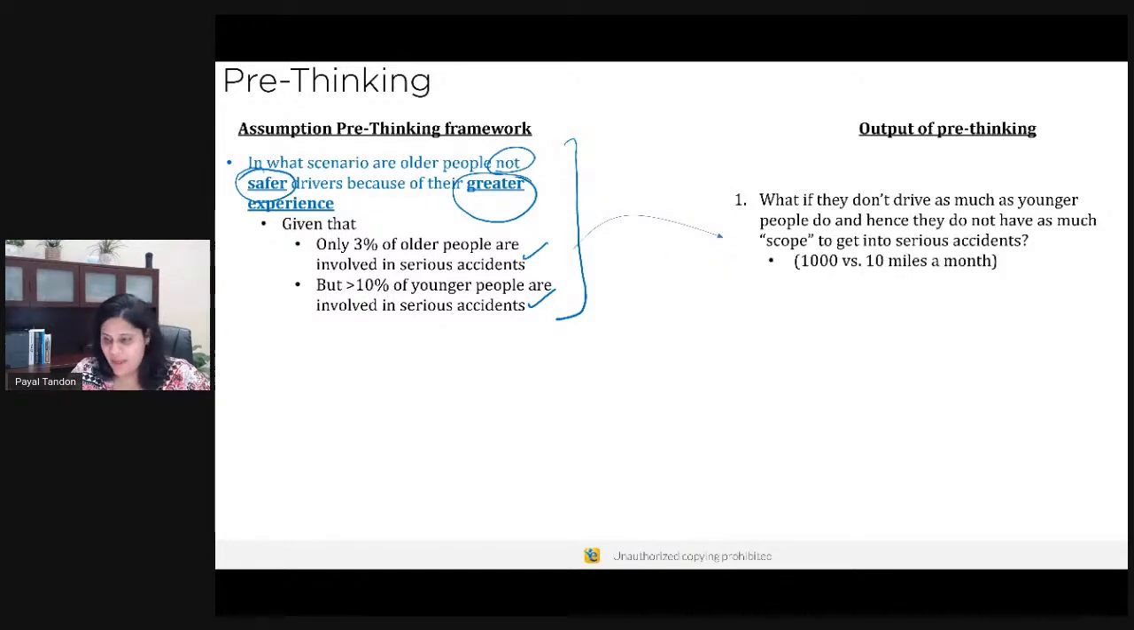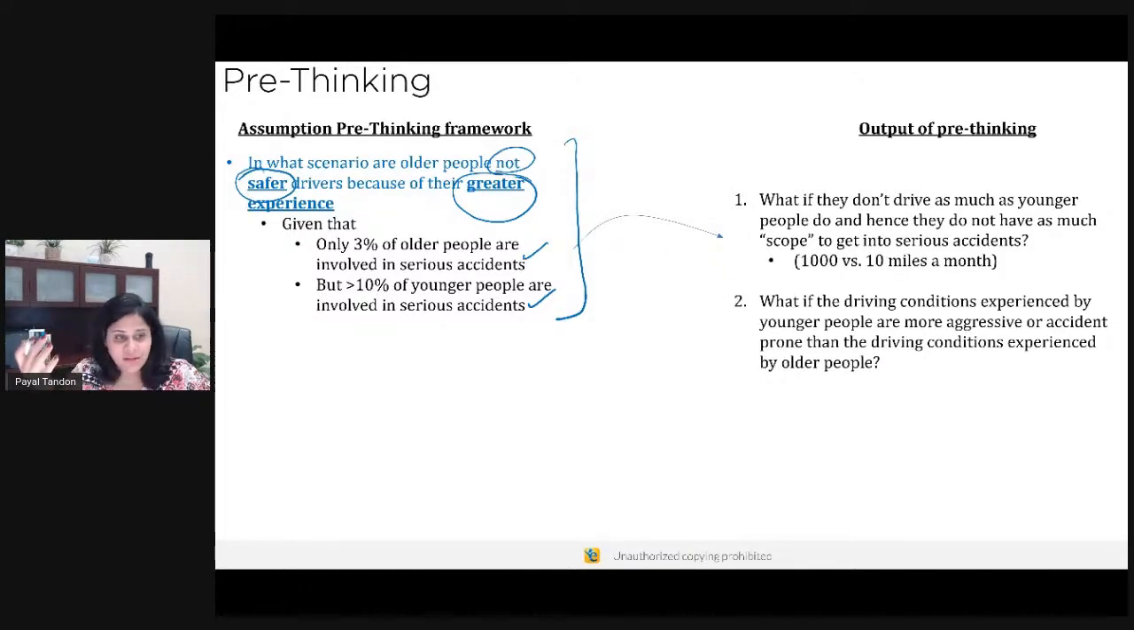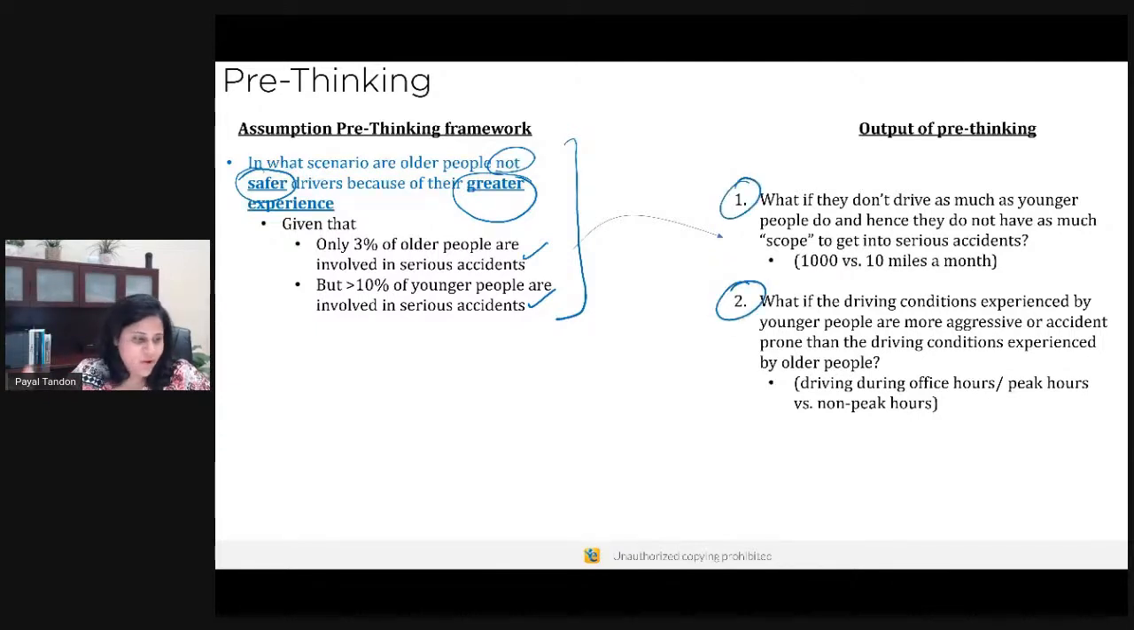So that is one. What if driving conditions experienced by the older people are not as aggressive as the driving conditions experienced by younger people? For example, let's say younger people have to drive during peak office hours, versus the non-peak hours of the older people. So now, are you comparing apples to apples, or are you comparing apples to oranges? Both of these are attacking what we are calling the comparison. Absolutely correct, Babar. We are hinging upon the comparison aspect.